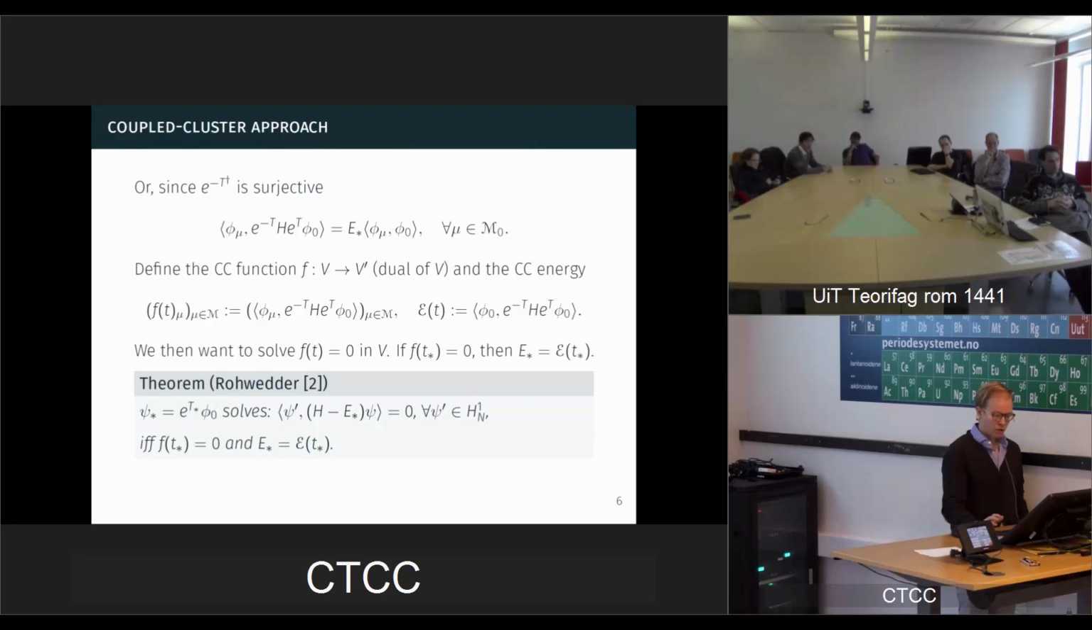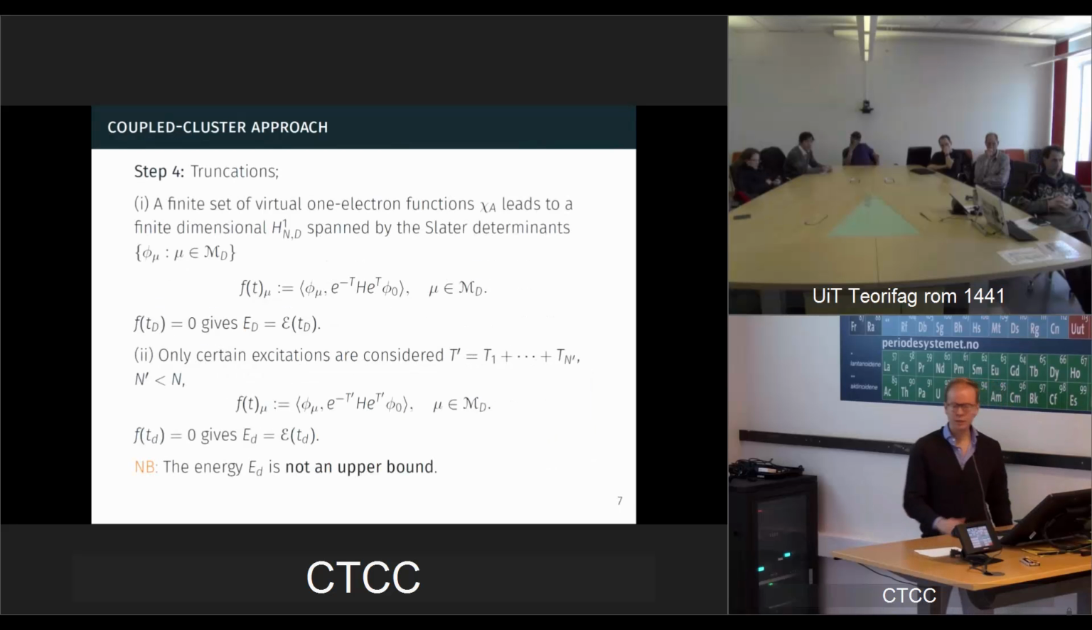Okay, so that's the exact formulation. So now let's look at the truncations and see what can happen. In practice, we don't have this B virtual, as I call it. The set of virtual orbitals is not a complete basis. So we have a finite set of this chi A. And that means that the Slater determinants won't span the whole Sobolev space.